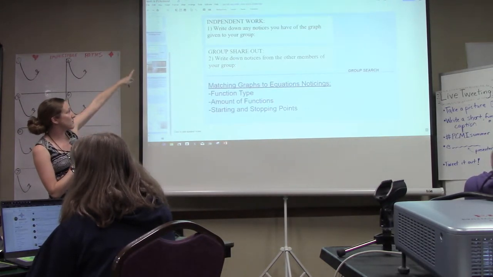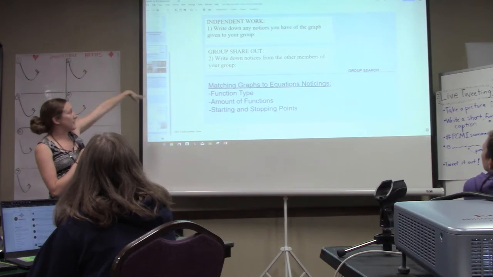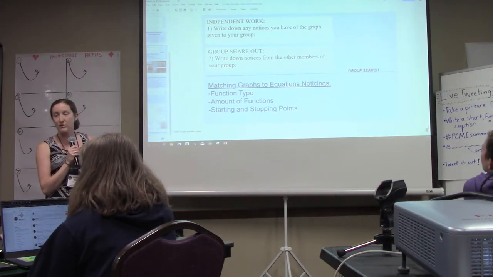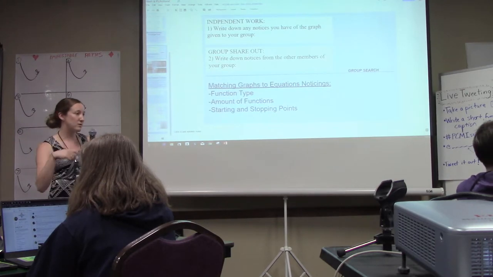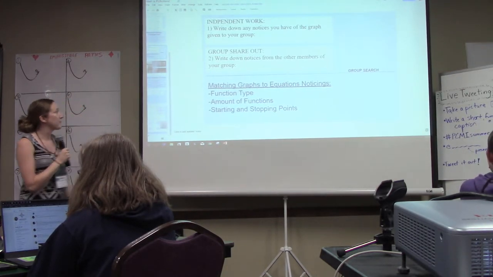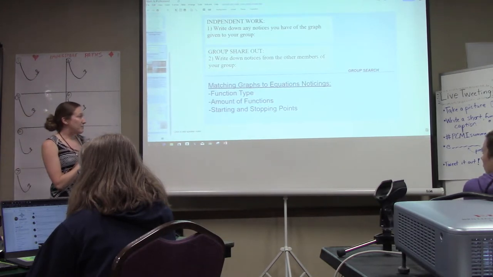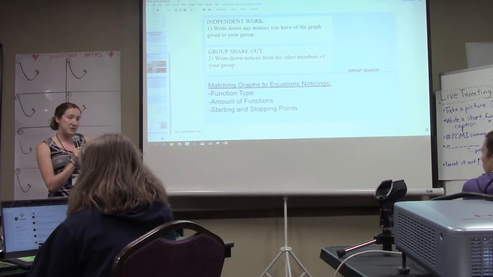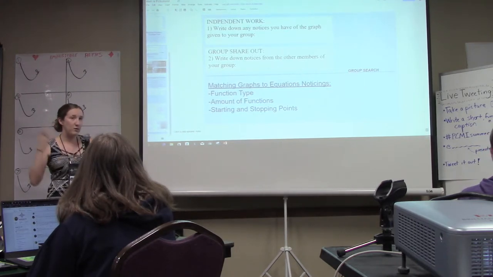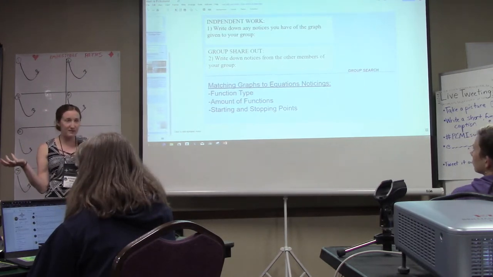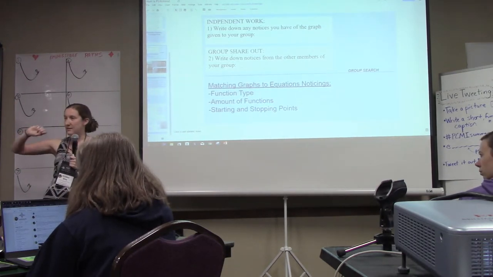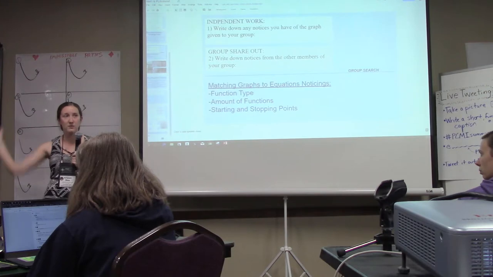Write down any notices you have about the graph independently, and then write down notices that other members said. So they might say stuff like open circles, closed circles. Then I ask the groups to actually stand up and go around the classroom and try to find what equation they think matches the graphs. I set them up around the room just so you can see a visual. So can you just look around the room? Do you see little yellow papers?